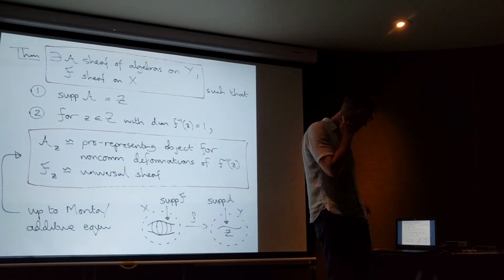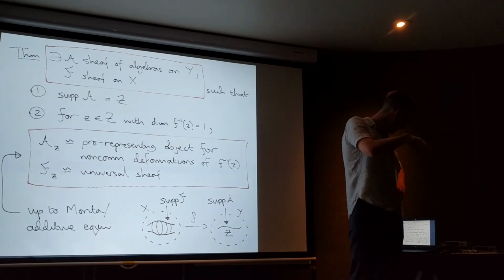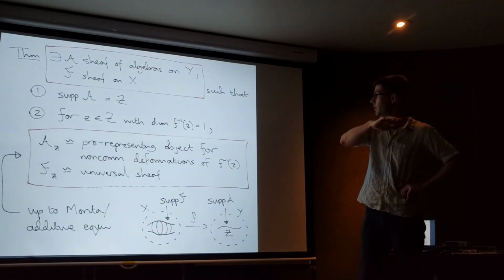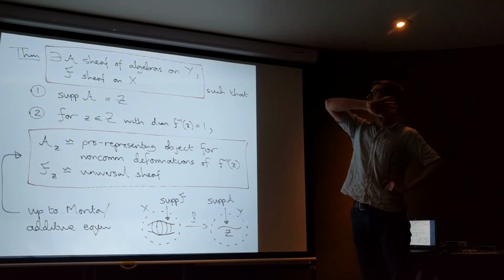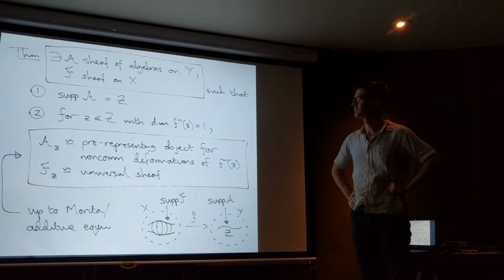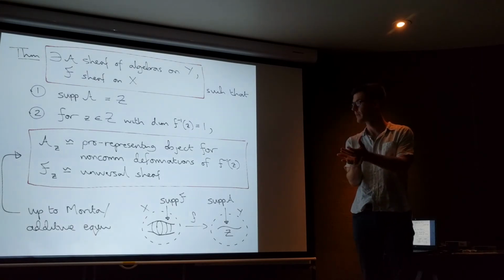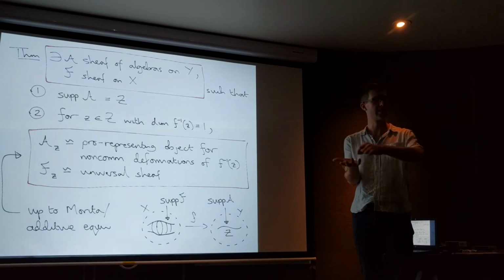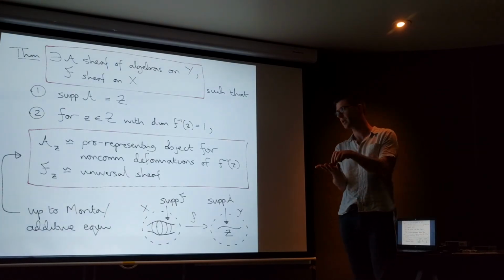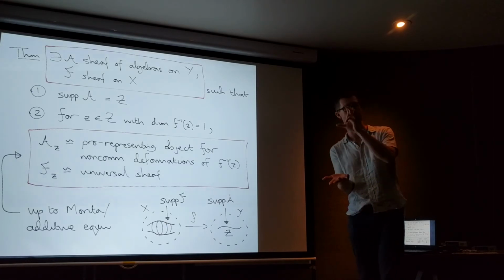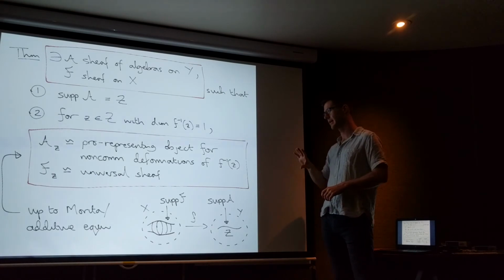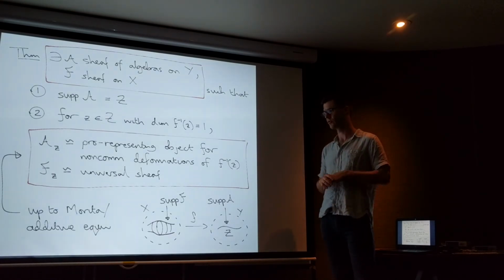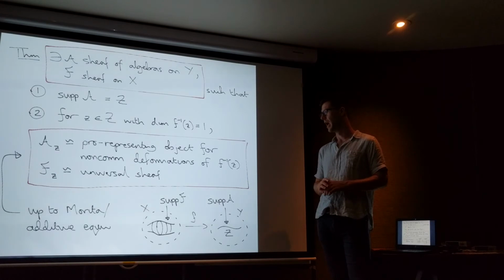So what's the theorem? There exists a sheaf of algebras on the base Y, curly A, and a sheaf curly F on X, such that A has support on the non-isomorphism locus, and if I pick a point in that non-isomorphism locus where I've got a curve over it, then at least these objects control the non-commutative deformations.